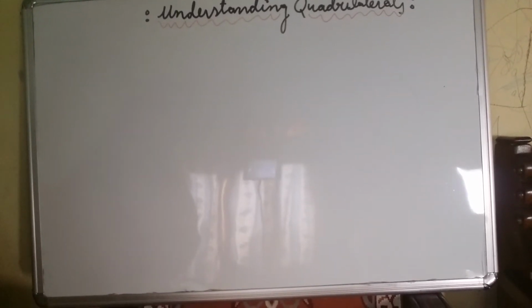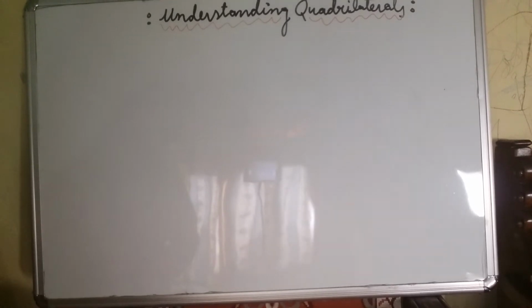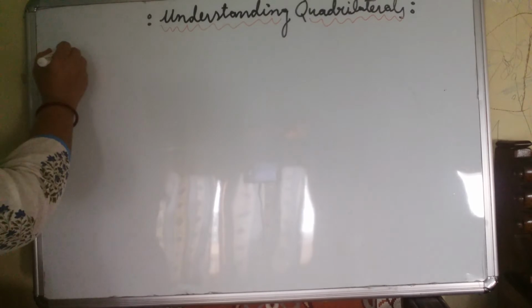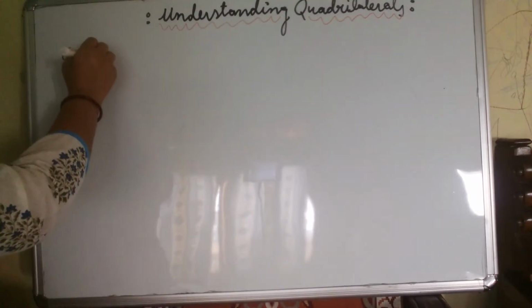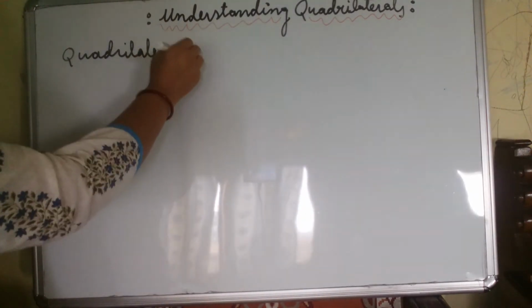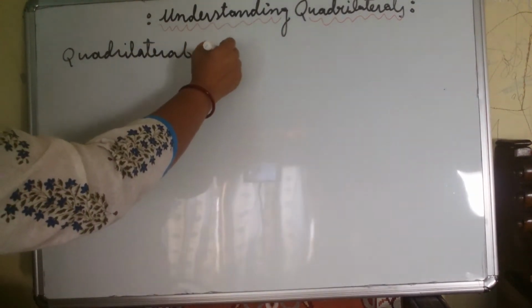Good morning, students. Today our topic is understanding quadrilateral. Now, what is a quadrilateral? Quadrilateral is a polygon which is having four sides.